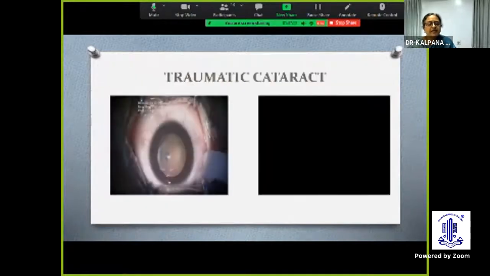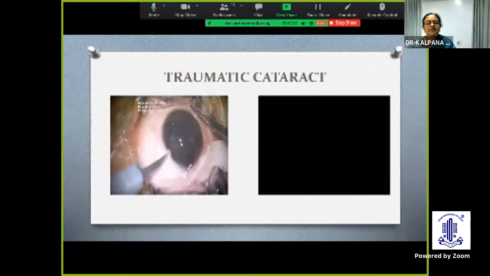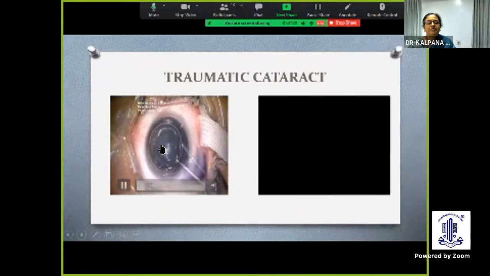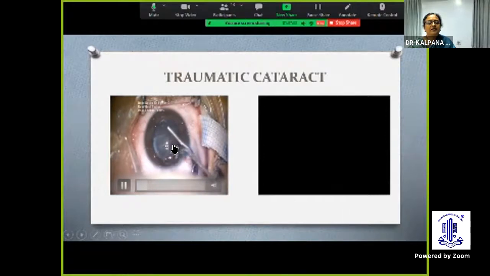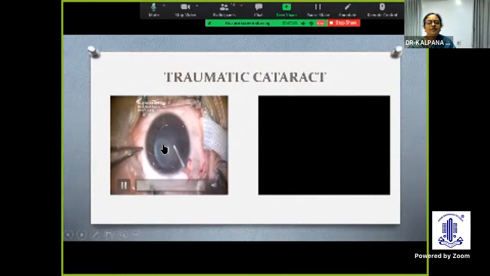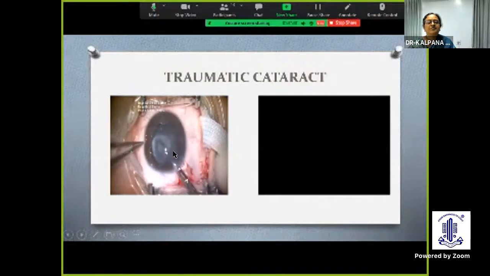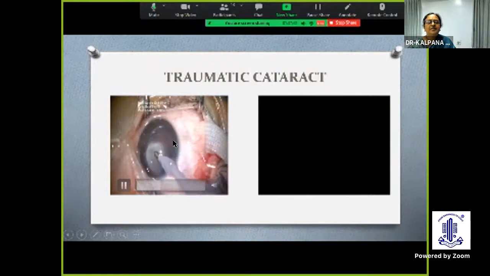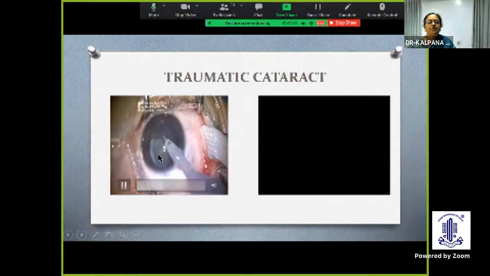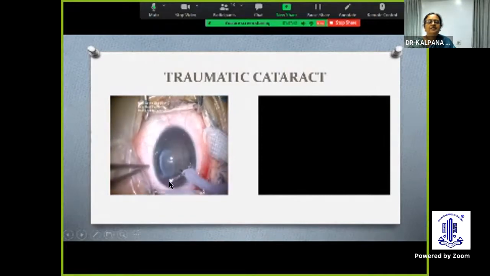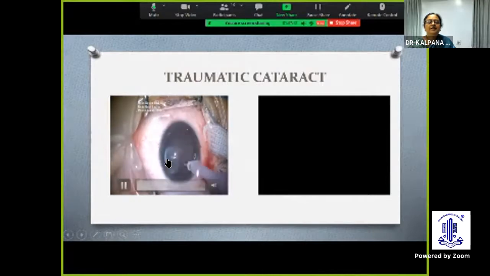Then traumatic cataract, of course, you can see in this patient there is a subluxation, and there's also a posterior plaque like what Dr. Ramesh showed. So the procedure is the same. Only thing is you have to be very cautious while you're doing the rhexis, especially in the area of the subluxation. So you do a thorough cortical cleanup. You put the lens. You can see the posterior plaque here.